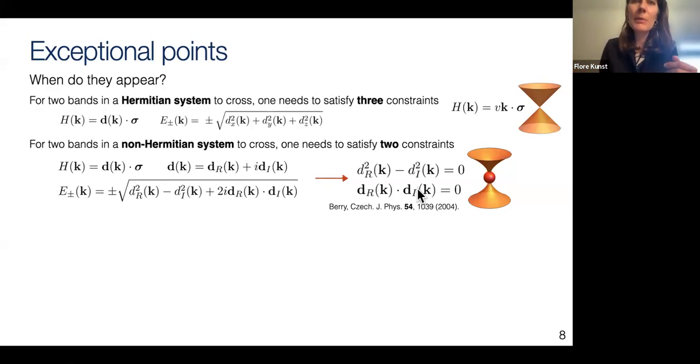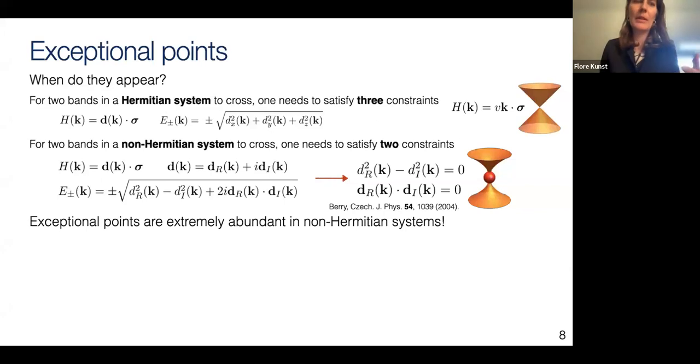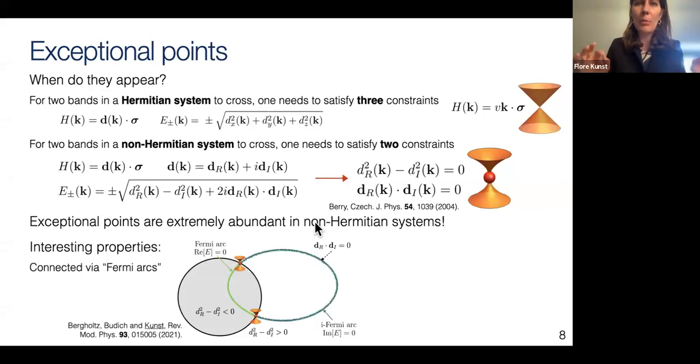And these exceptional points also have very interesting properties. Of course, the fact that you only have two constraints also means that they're extremely abundant in non-Hermitian systems. You actually have to work quite hard not to find any. So these exceptional points, they always come in pairs and they're connected via Fermi arcs. And this can again be understood from this set of equations here. So these two equations can be satisfied on some closed curve in some two-dimensional parameter space. So let's assume that this black curve is the curve on which this magnitude condition is satisfied, and this green curve is the curve on which this dot product is satisfied.